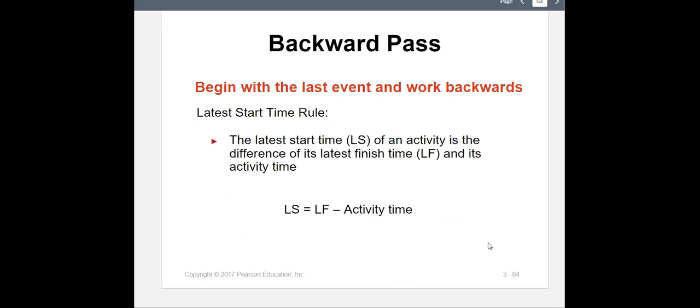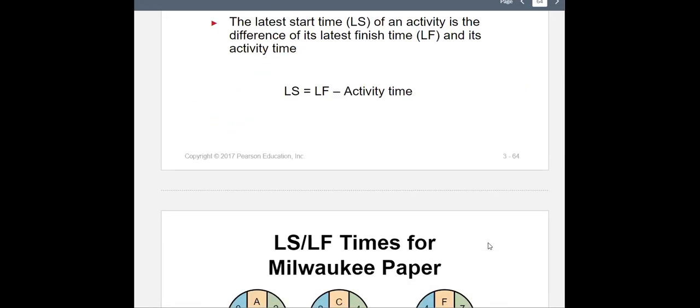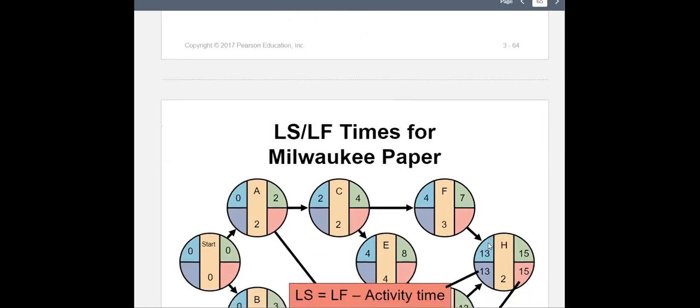The latest start time rule: the latest start, or LS, of an activity is the difference of its latest finish and its activity time. So remember, previously when we were moving forward, it was plus, right? The earliest start plus activity time gave you the finish. Now we are going backward, so we start with the finish. Finish minus activity time is the start. That's how the calculation works. It's very simple to understand.